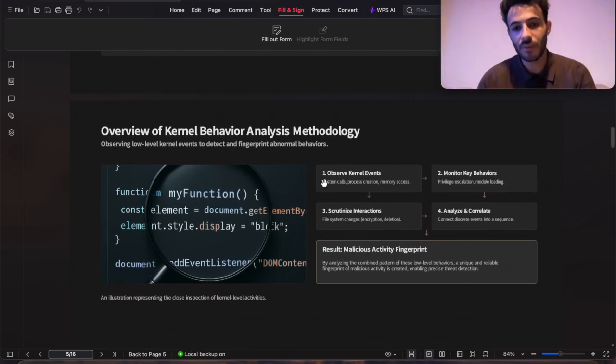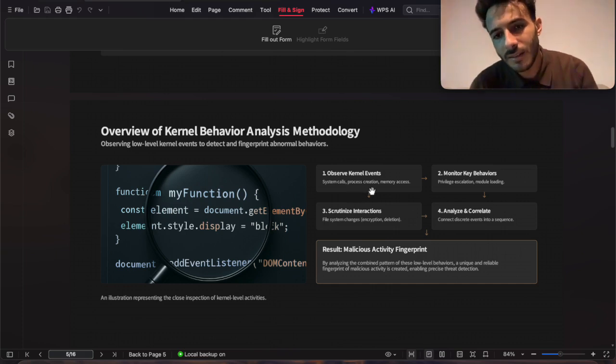We have four steps. One, observable kernel events: system calls, process creation, memory access. And two, monitor key behaviors.